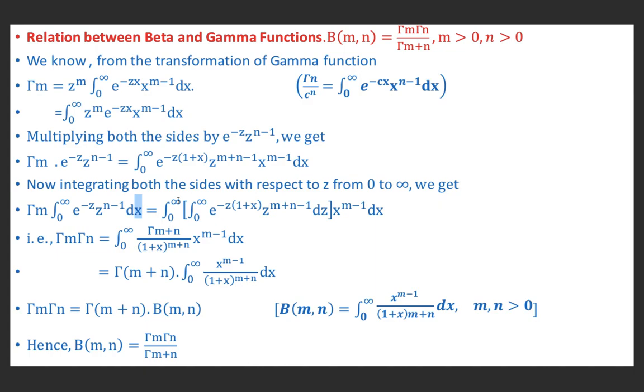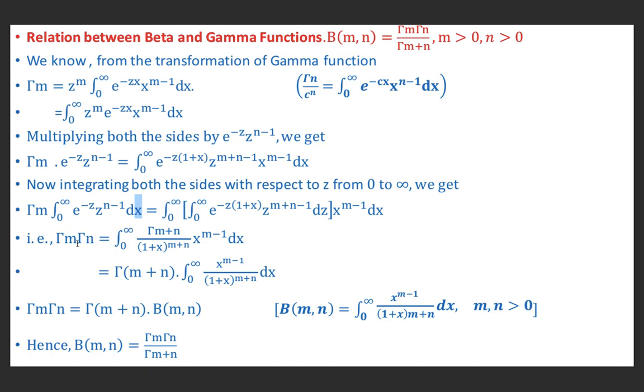So on this side, 0 to infinity, then again 0 to infinity, e raised to power minus z into 1 plus x, z raised to power m plus n minus 1 dz. And because we are integrating with respect to z, we may shift these terms outside this integral. So x raised to power m minus 1 dx. And by definition of gamma function, this is gamma n because here the variable is z: e raised to power minus z, z raised to power n minus 1 dz.